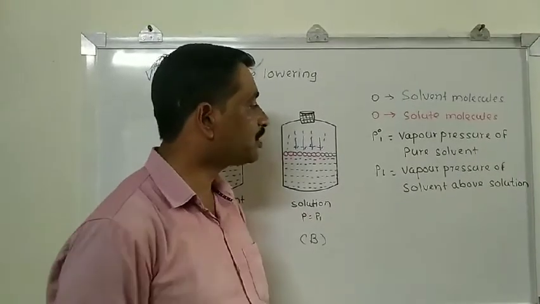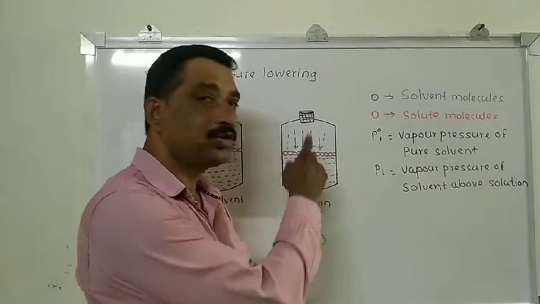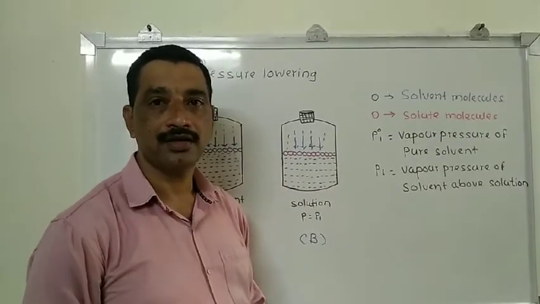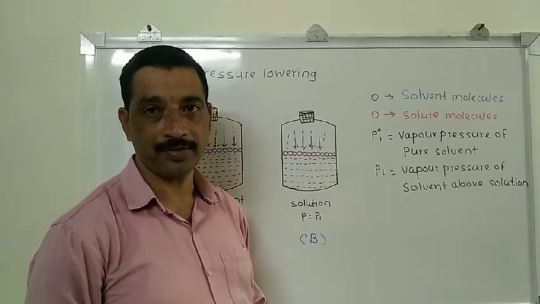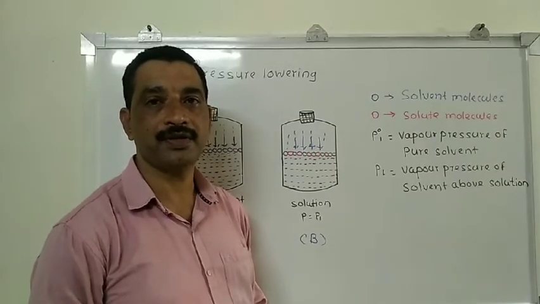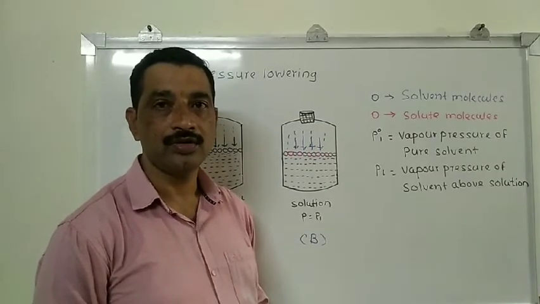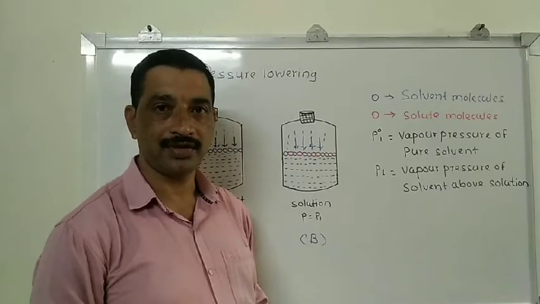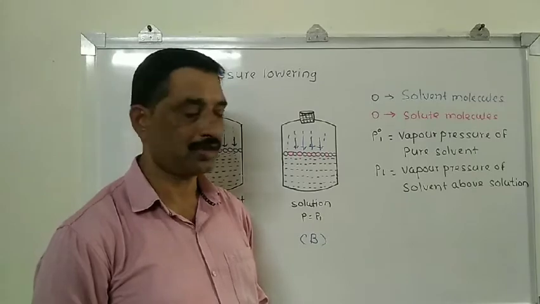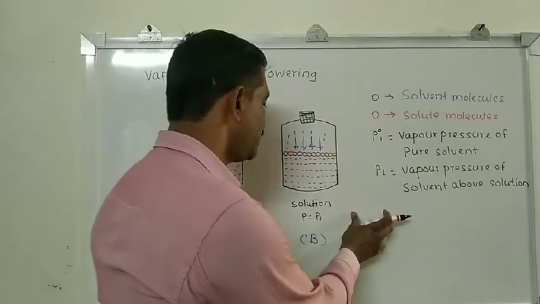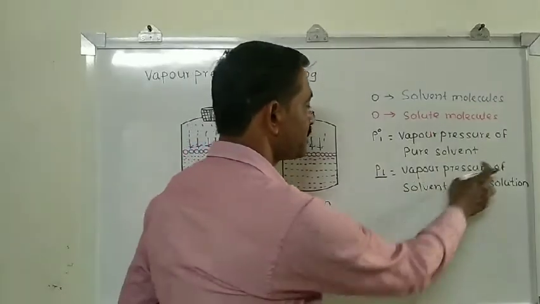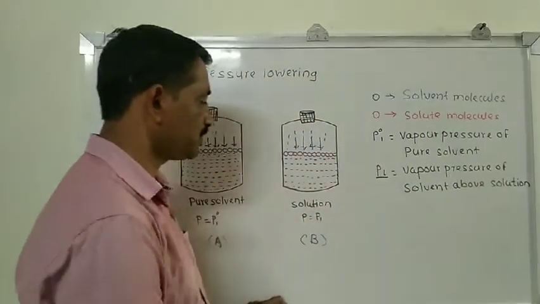Thus, the vapor pressure of the solvent above the solution is decreased, and this decrease is known as lowering of vapor pressure. So what is the lowering of vapor pressure? It is the difference between the vapor pressure of solvent particles in pure state and the vapor pressure of solvent in the solution. So P1 is vapor pressure of solvent above the solution.